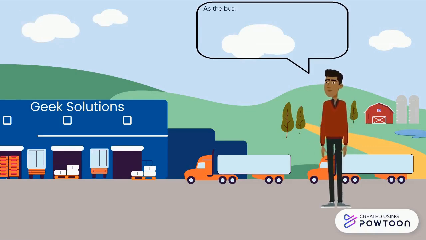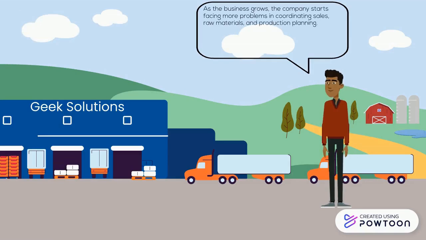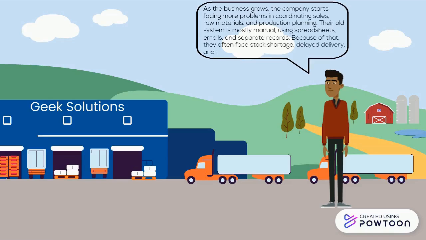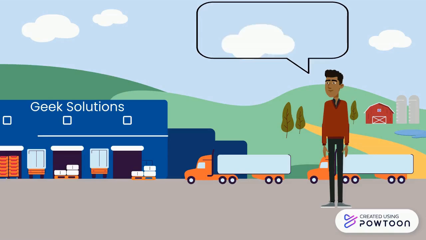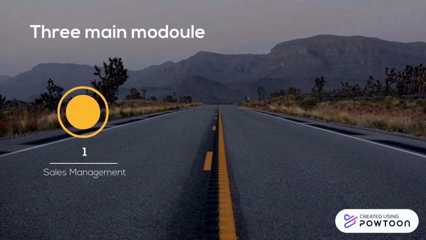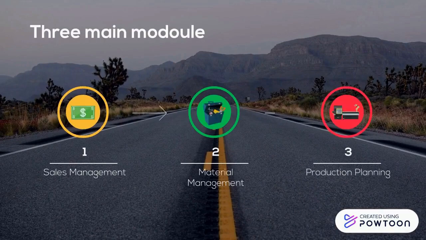As the business grows, the company starts facing more problems in coordinating sales, raw materials, and production planning. Their old system is mostly manual, using spreadsheets, emails, and separate records. Because of that, they often face stock shortage, delayed delivery, and inefficient production scheduling. To solve these issues, Geek Solutions implements an ERP system with three main modules: sales management, material management, and production planning. Now, I will show how one customer order moves through the full ERP process.